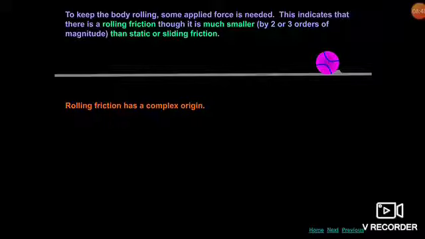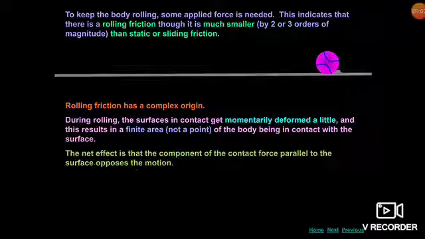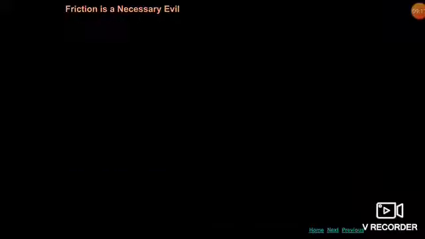Rolling friction has a complex origin. During rolling, the surface in contact gets momentarily deformed a little, and this results in a finite area of the body being in contact with the surface. The net effect is that the component of the contact force parallel to the surface opposes the motion.